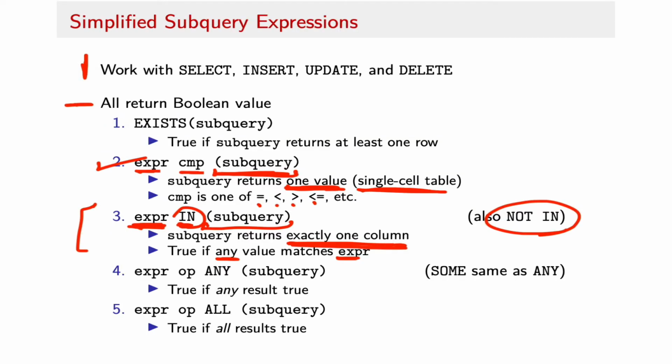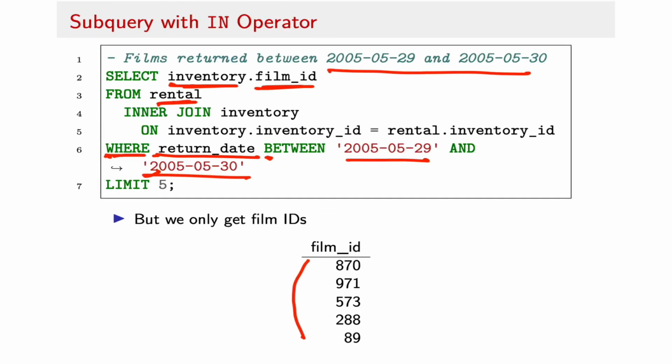So if we go back to the definition here, this particular type of subquery expression requires a table that has exactly one column, and we're going to see if each of the values of this expression, which is going to typically be a column, occurs in one of the values in this set, this single column table. So that's what we end up getting from this subquery, the film IDs of all of the movies that were returned in that date range.